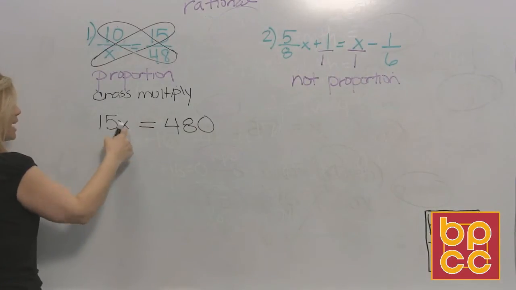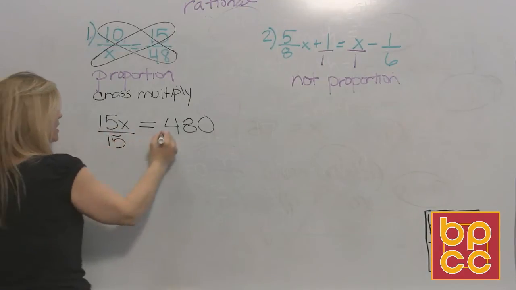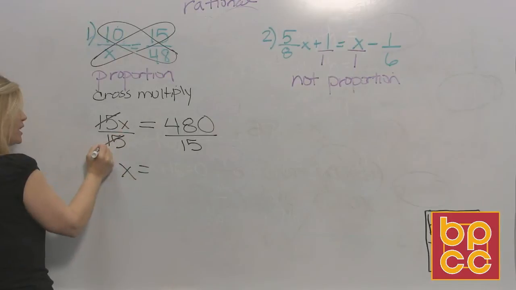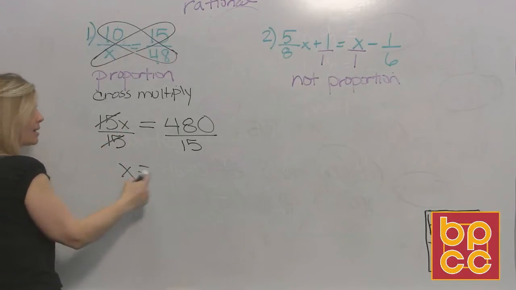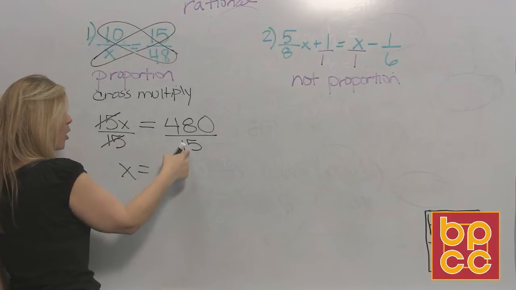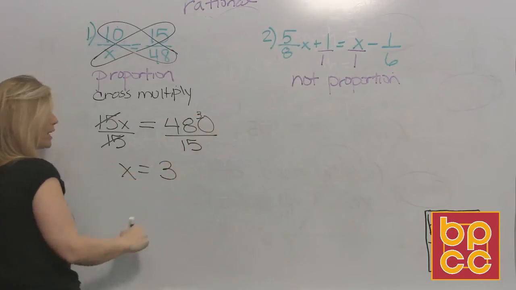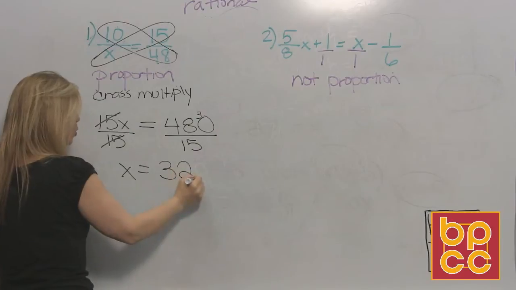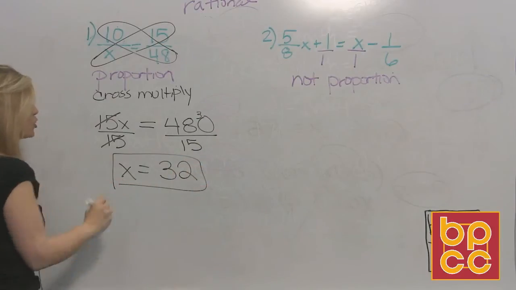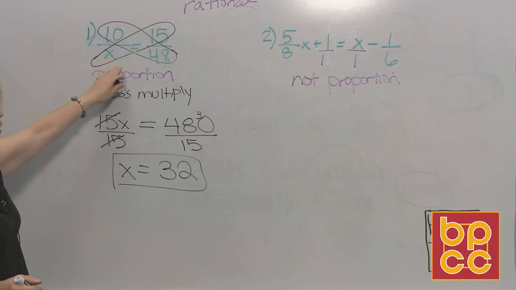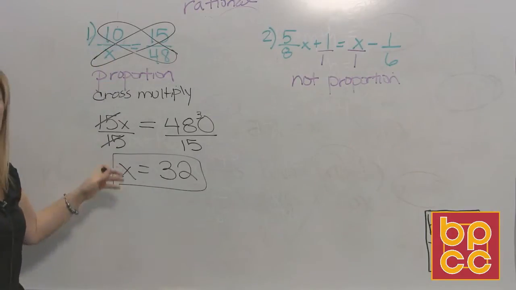So now how do you get the x by itself? You divide by 15. We know that 15 over 15 is 1. We don't write 1x, we write x. 15 can't go into 4. 15 goes into 48 3 times. That would be 45 with a remainder of 3. 15 goes into 30 twice. And there's your solution. So if you have a rational equation that is a proportion, you can crisscross, cross multiply.